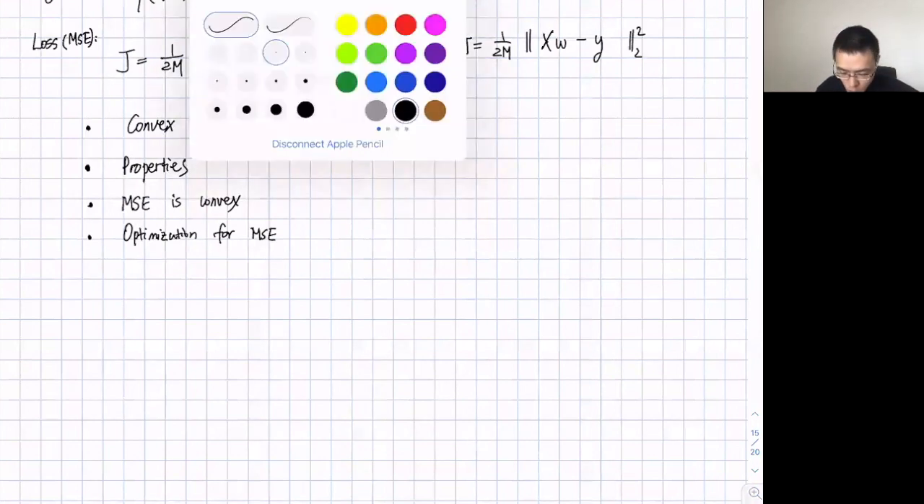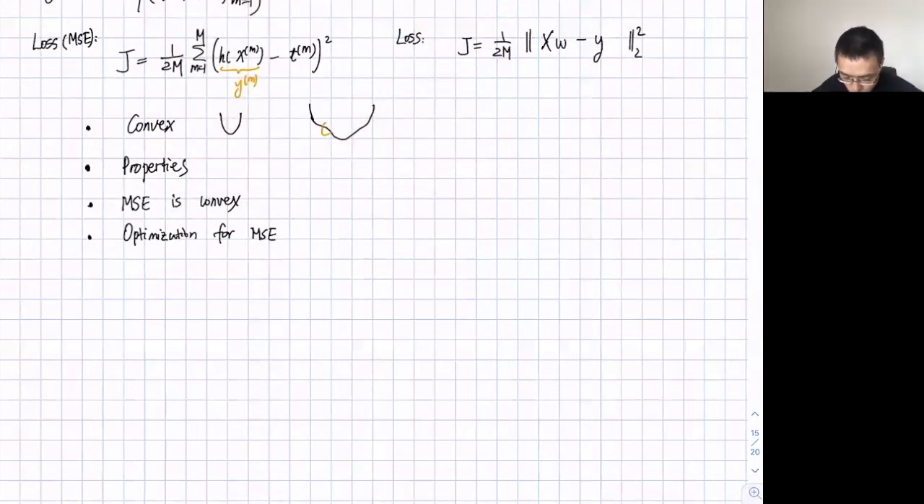Intuitively, it's indeed curving up. But the question is, is it curving up everywhere? Is this place still curving up? If you don't have a formal definition, then it's ambiguous. It's subject to your definition. So that's why we need a very rigorous definition for convexity.